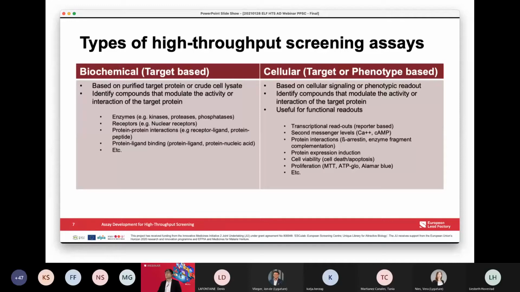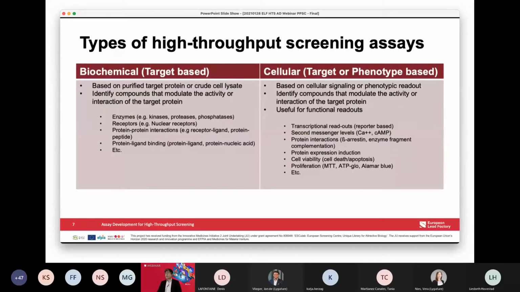Typical readouts for cellular assays are transcriptional readouts based on reporters, for example, second messenger levels, protein interactions also based on reporters, protein localizations, upregulation or downregulation of protein levels, as well as endpoint phenotypic readouts.